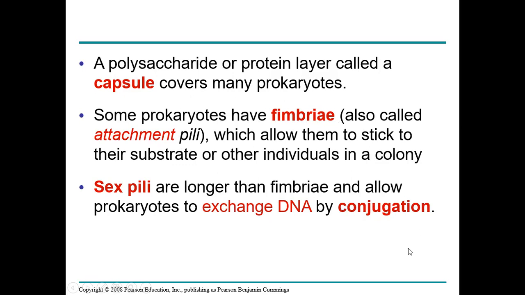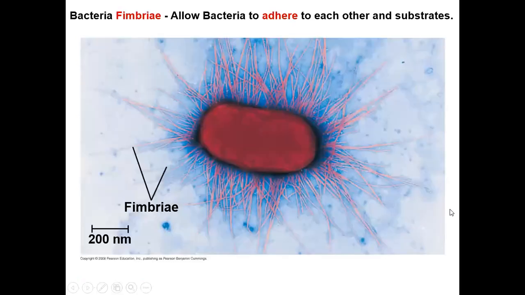They will attach together, or even attach to the surface also. Sex pili are longer than fimbriae and allow the prokaryotes to exchange DNA by conjugation. What is conjugation that we are going to discuss? Sex pili are another type of pili that is not like fimbriae. They are longer than fimbriae, and they allow prokaryotes to exchange DNA by conjugation. By means of conjugation, the bacteria will exchange their genetic material, which we will discuss in the coming slides.